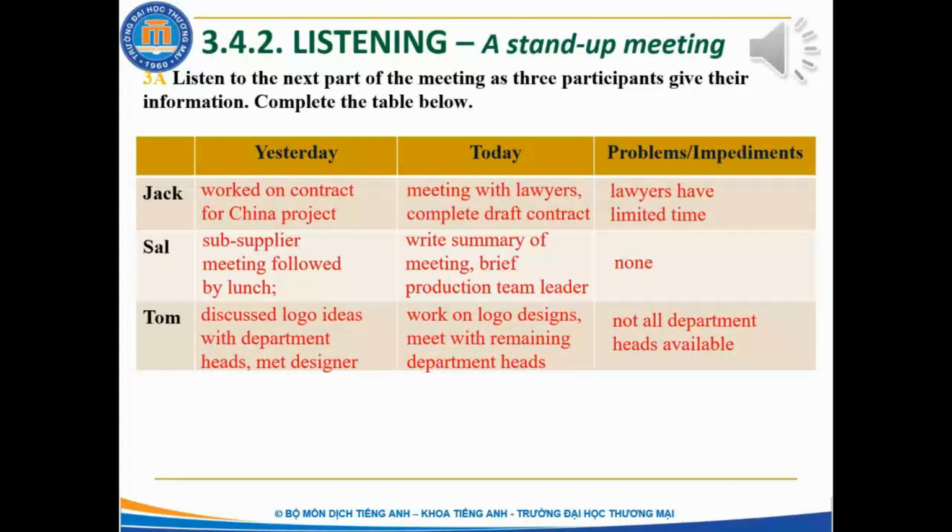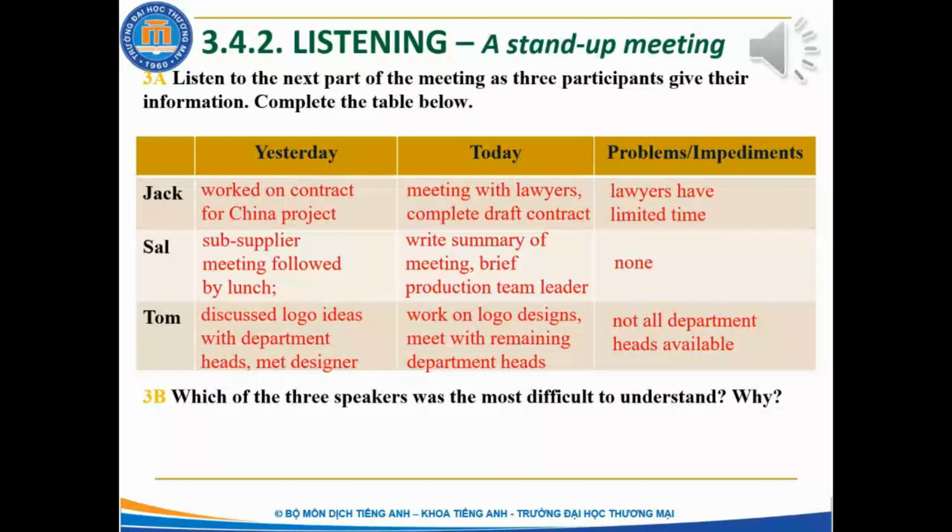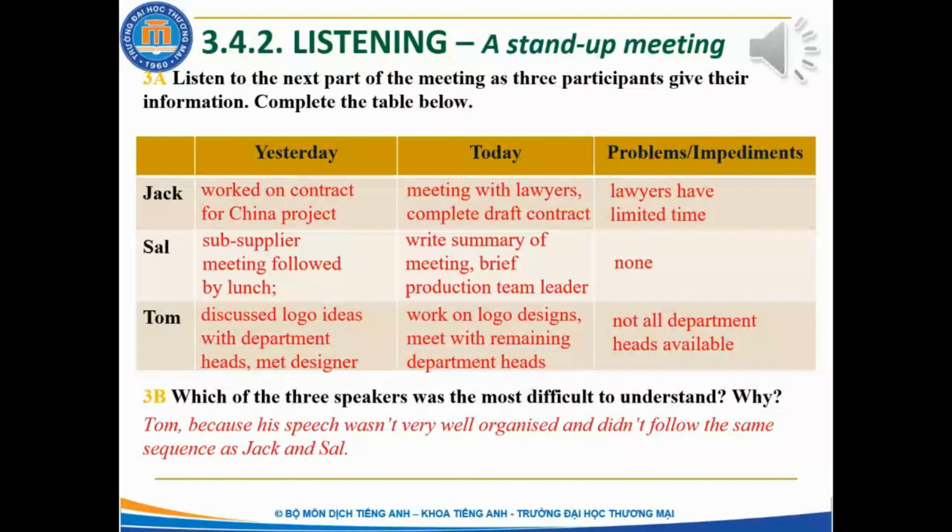Alright. So now we answer the questions of exercise 3B. Among the 3 speakers, Jack, Son, and Tom, which one was the most difficult to understand and why? Let's spend some time thinking about this question. Alright, so among the three speakers, we think that Tom is the one who was the most difficult to understand, right? Because his speech wasn't very well organized and didn't follow the same sequence as Jack and Son.